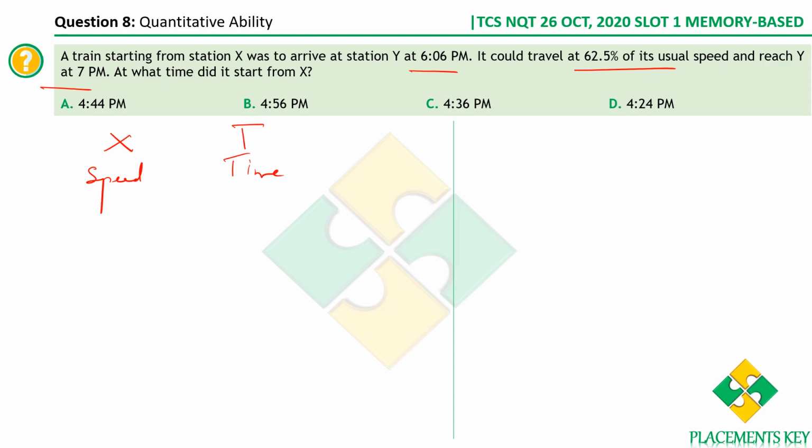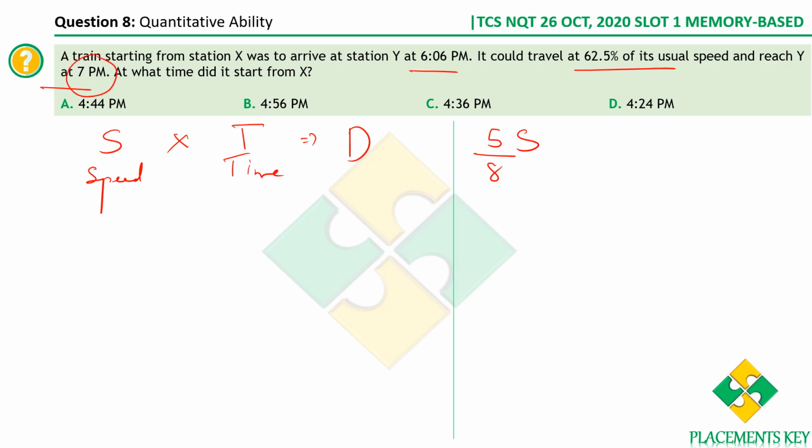So what is the distance that he would have covered? He would have covered the distance equal to S into T. Now he's traveling at 62.5% of his usual speed. 62.5% as a fraction is what? 5 by 8, right? So this is his speed now: 5 by 8 into S, where S is the usual speed, and he reaches at 7 p.m.